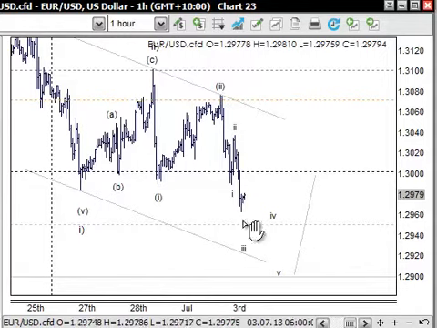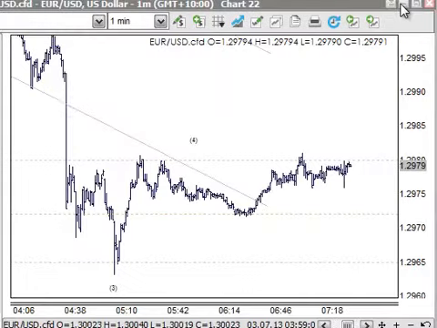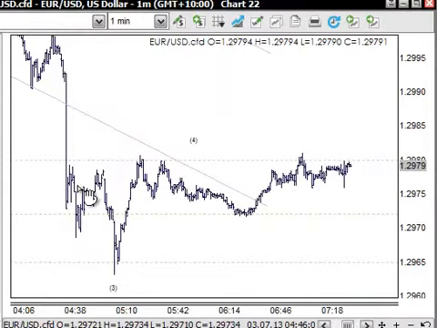So we need to track this 5-wave structure to the downside, which is the wave 1 here, the wave 2 here, the wave 3, we want to see it longer than wave 1, the 4 and the 5 here, then the A, the B and the C here for wave 2, and then it'll work lower from that point. So that's what we're looking at. If I can just drill in here a bit further.